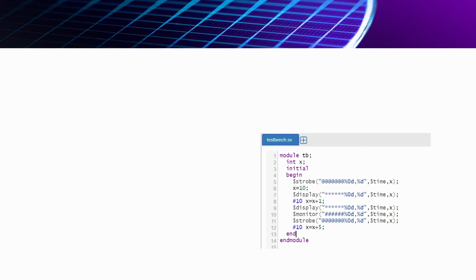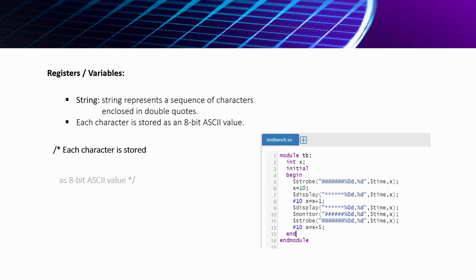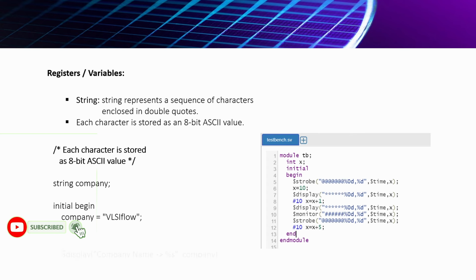Finally, we have the string data type. A string represents a sequence of characters enclosed in double quotes. Each character occupies 8 bits, based on ASCII encoding. Strings are mainly used in test benches for displaying messages, debugging and logging. They are not meant for hardware implementation.